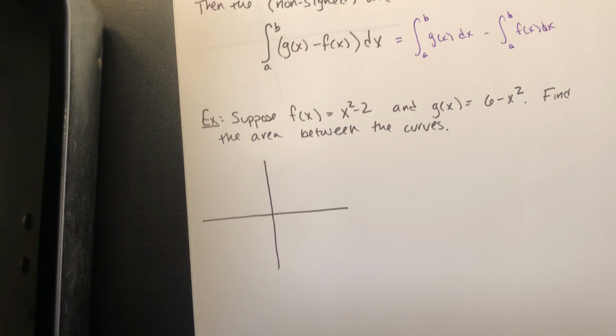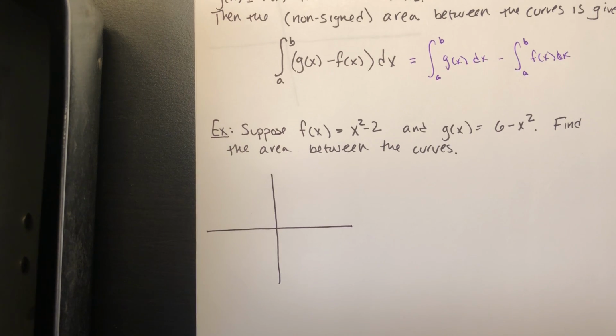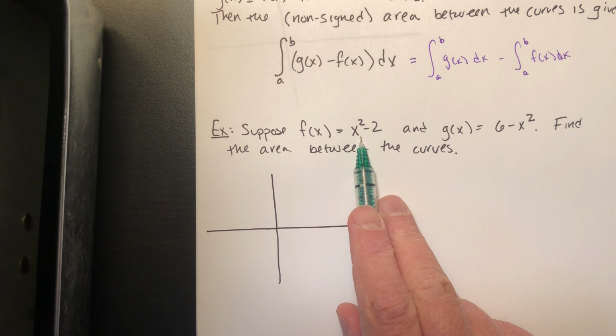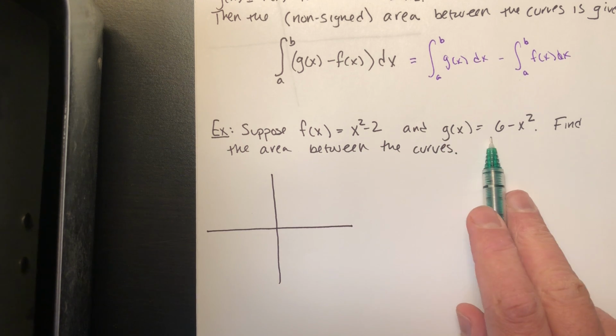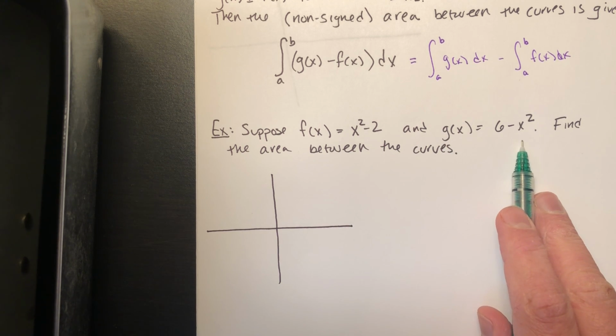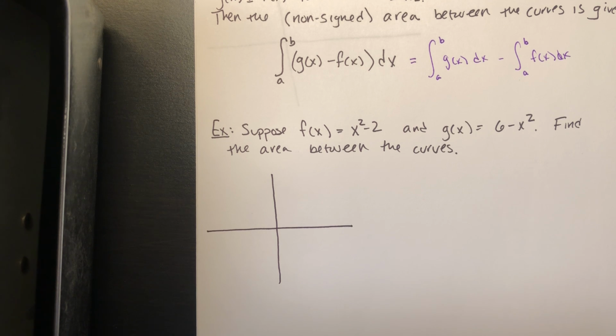All right, so let's do an example to try to figure out the area between two curves with some specific functions here. So let's take the function f of x equals x squared minus 2 and the function g of x equals 6 minus x squared, and we want to find the area between these two curves.